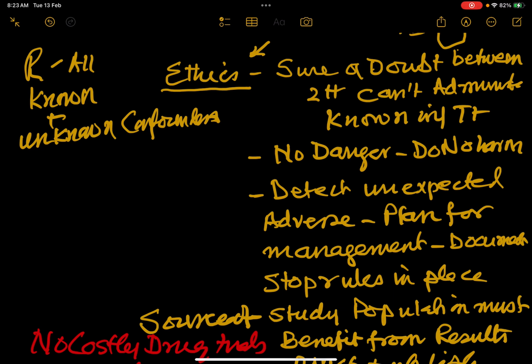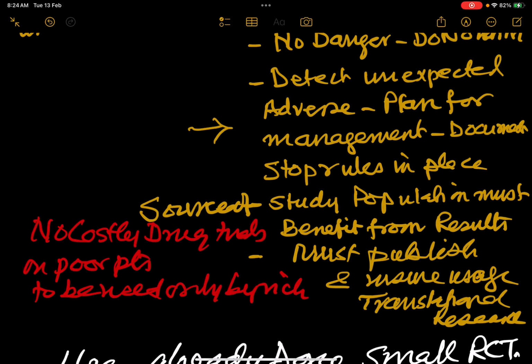And the plan should include stop rules and giving everybody the better treatment thereafter if one of the treatments has unexpected side effects. So this has to be documented upfront. Then you cannot try costly drugs on poor patients, because you found the recommendation on poor patients and are using it for the rich. So there is inequity.